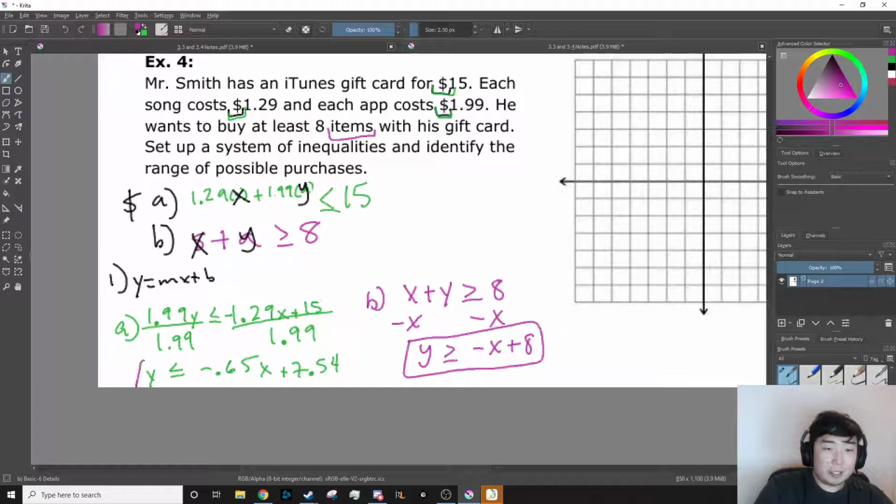So yeah, the A equation sucked a lot more, but whatever, you're fine. You're in algebra 2.